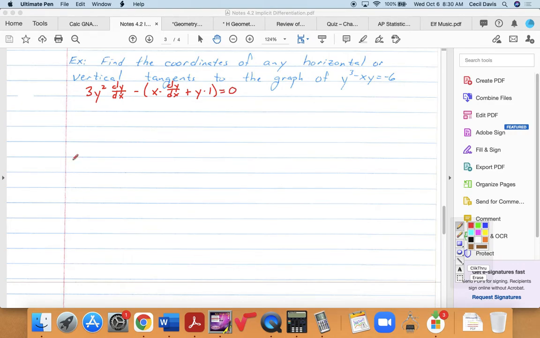And here, it's really necessary to solve for dy dx algebraically. So we're going to have 3y squared minus x times dy dx is equal to positive y, because that minus goes to all of it. So it would be a negative y moved to the other side. Precisely.